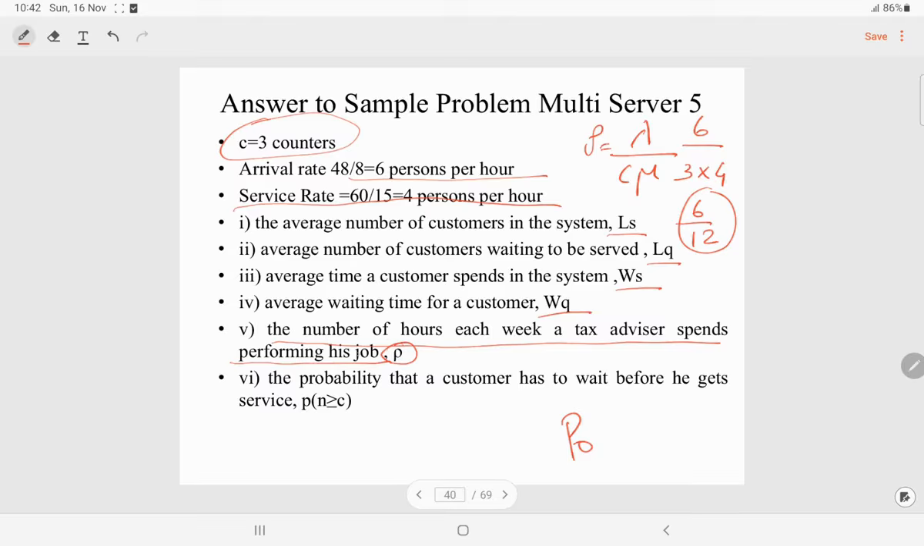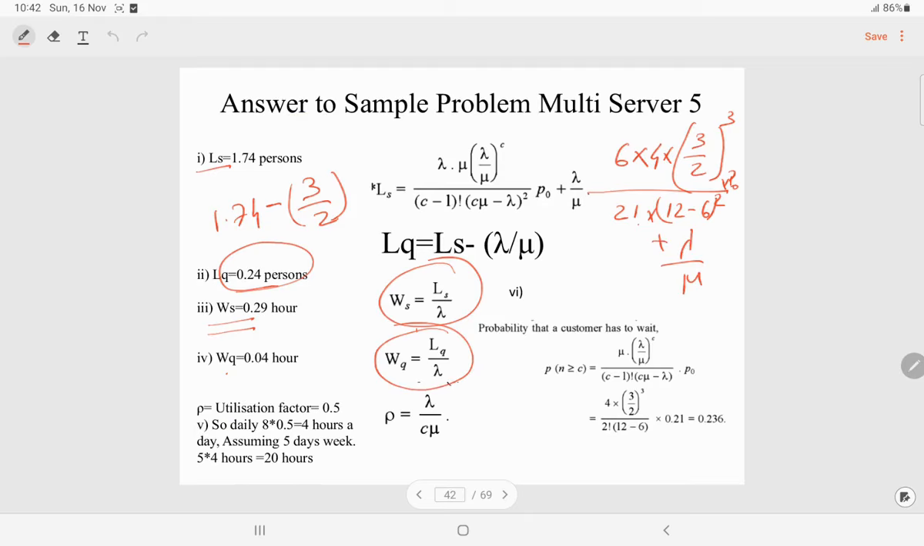That we need to find out, the rho first. The rho is equal to lambda by C into mu, that is 6 divided by 3 into 4, which is 6 by 12, equal to 0.5. So that means in a day they are engaged for 50 percent. Each day is 8 hours, so 8 into 0.5, that is 4 hours a particular tax advisor is spending. So 5 days, if you are considering that, 5 into 4, 20 hours. So on average a tax advisor spends around 20 hours in a particular week.